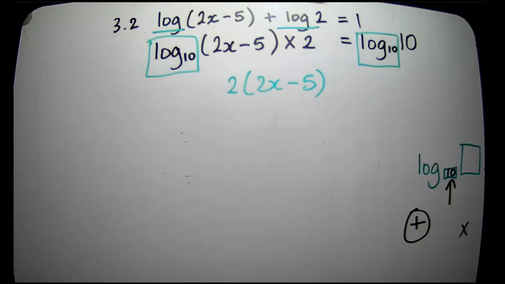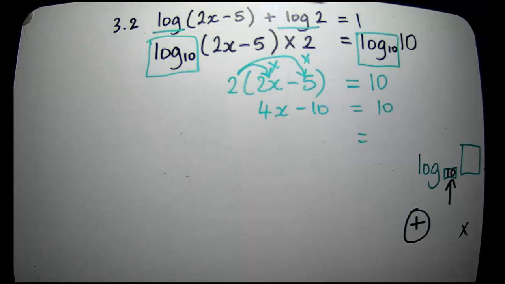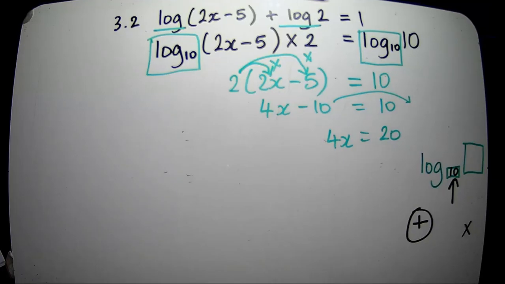Now if I have log 10 on both sides, I can drop it and remove the logs. If it's on the left hand side and right hand side of the equal to sign, I can remove it and write only the numbers that are left. Now it becomes normal maths like grade 8. Multiply out, normal distributive property. So 2 times 2x will give me 4x. 2 times minus 5 will give me minus 10. And then we have 10 on the right hand side. Moving the minus 10 over, it will become 20 on the right hand side. Bring down the 4x, divide both sides by 4. X is equal to 5.